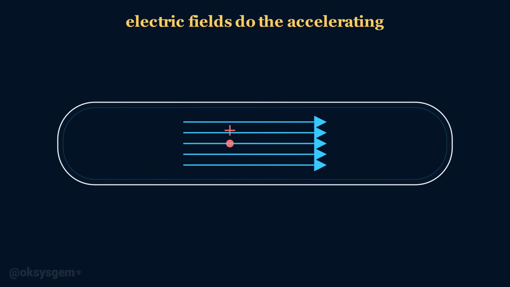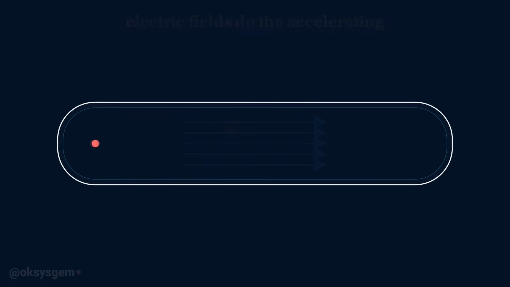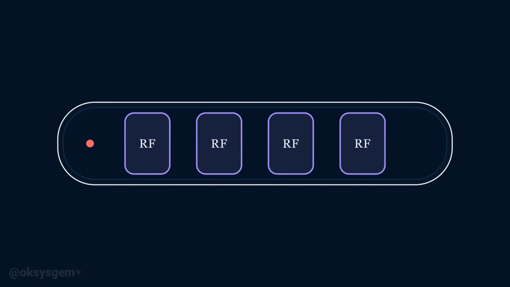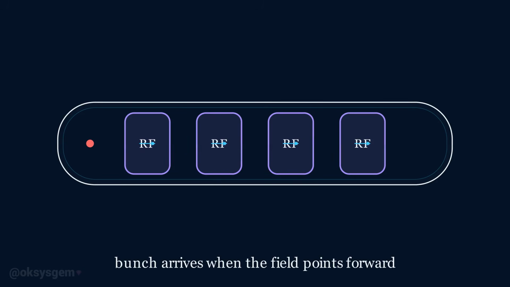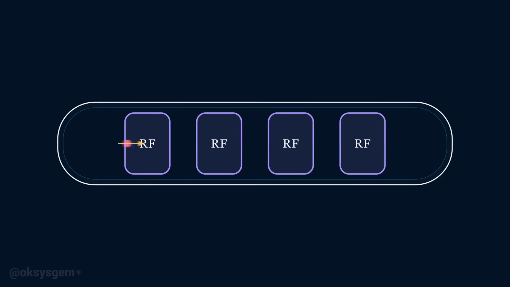Modern accelerators commonly use structures called radio frequency cavities, or RF cavities. Inside these cavities, electromagnetic fields oscillate extremely rapidly. The timing is adjusted so that a bunch of particles arrives when the electric field is pointing in the direction that accelerates them. The particles receive a push, then they travel toward another cavity. They receive another push. This process happens again and again.